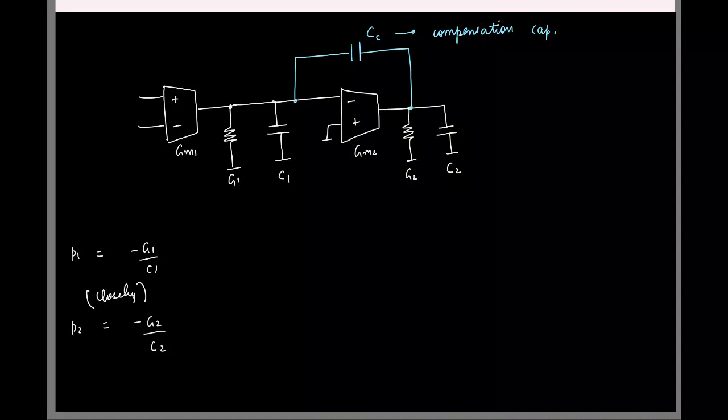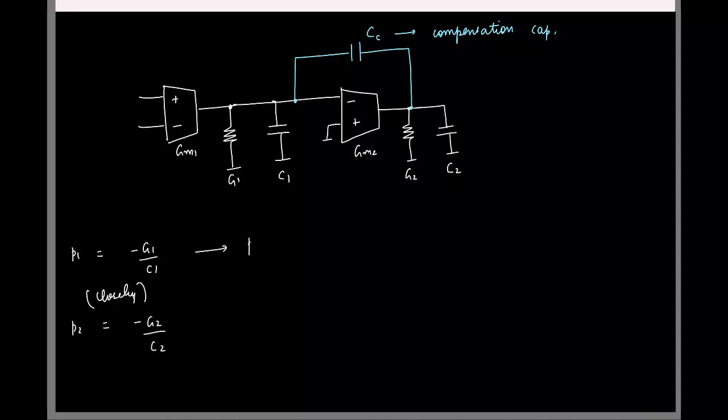Okay, so the moment I add the capacitor, what will happen to the first pole? Again, it's approximate. What is the first pole location approximately? The conductance is G1, and then the total capacitance is C1 plus Cc times (1 plus Gm2 by G2). So this is the first pole.